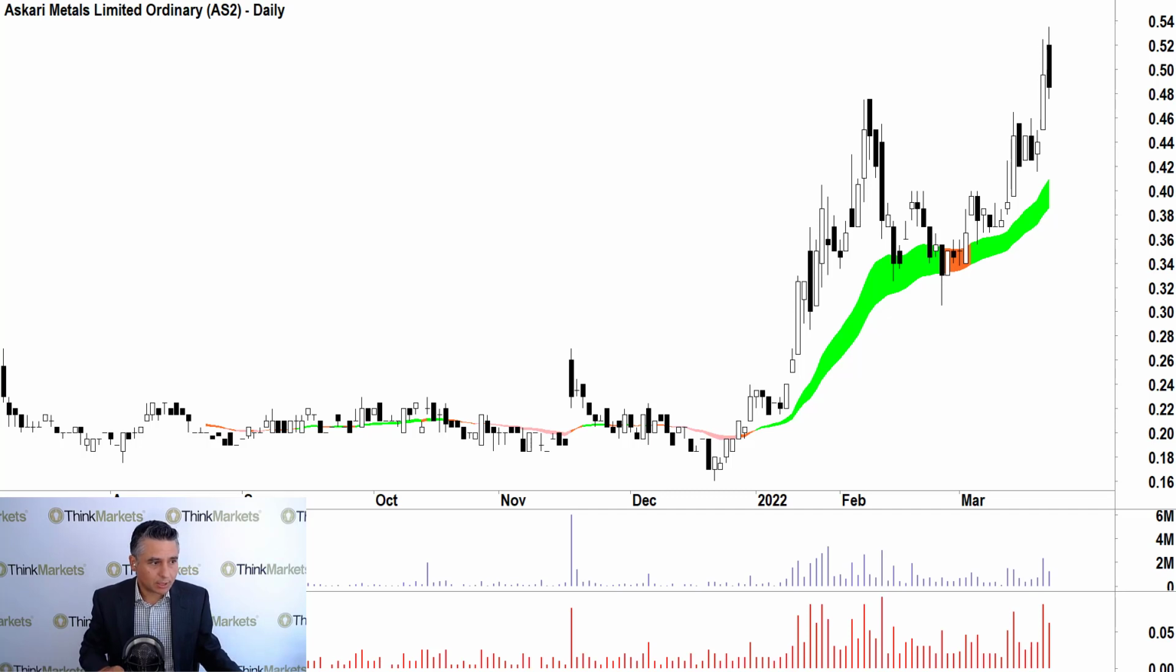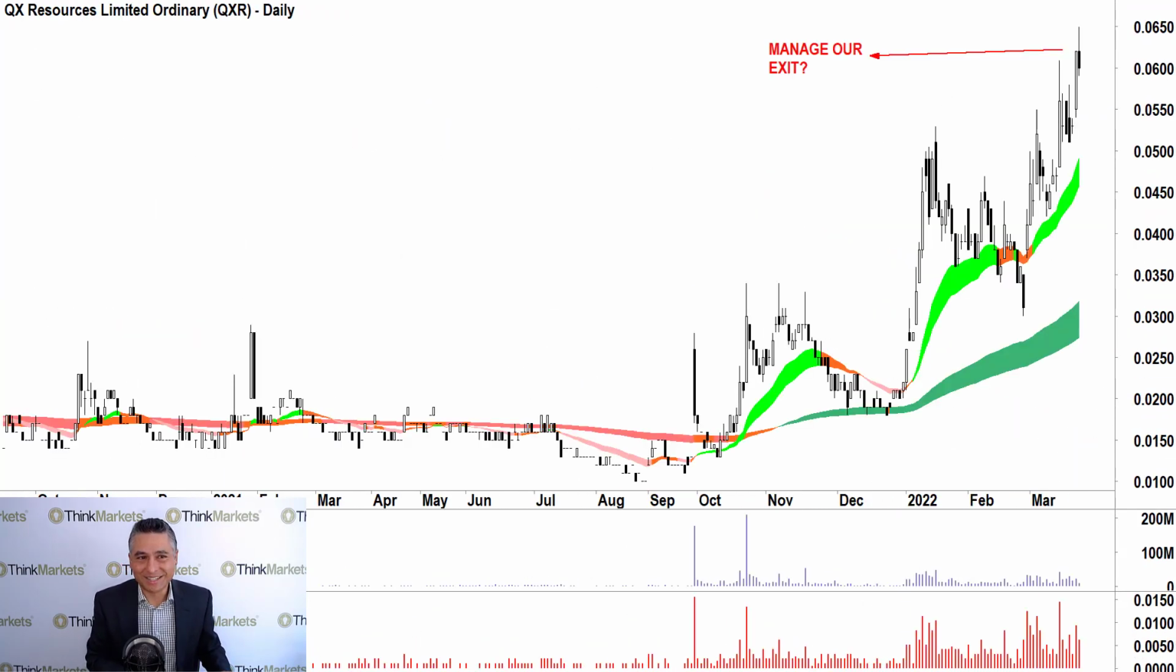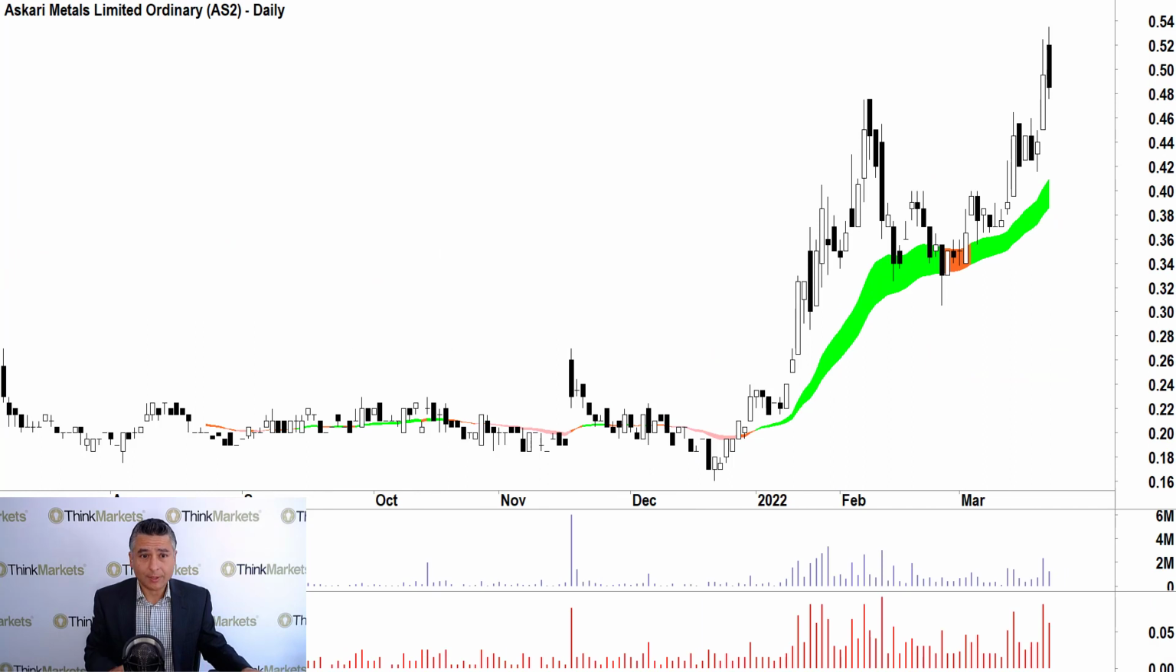And just for completeness, let's go back to PDN. I won't go all the way back. PDN's still pretty solid. And the other one, QXR, yes, didn't get any better, did it? So same ditto on that one. Look, it's still a hold. I don't think we need to get out yet. And then AS2, which is looking a little bit more sinister than the other one. But hey, the candles are still open. We're still open, right? So these are live candles.